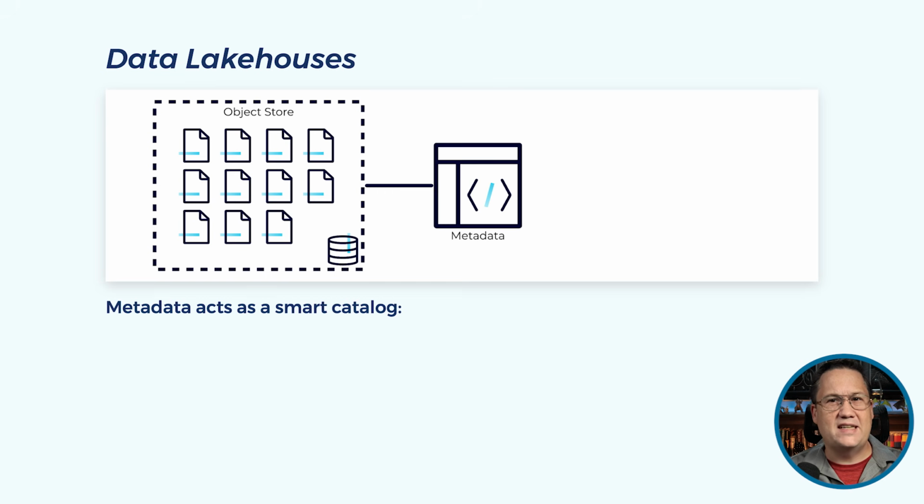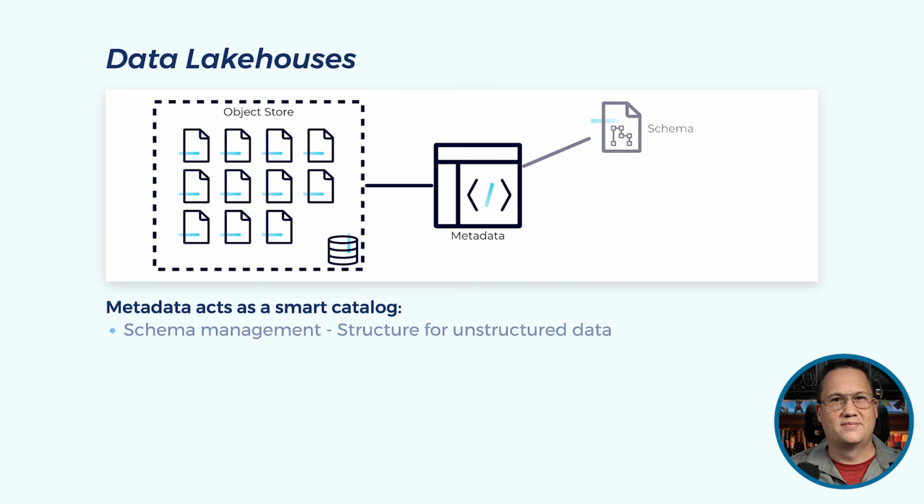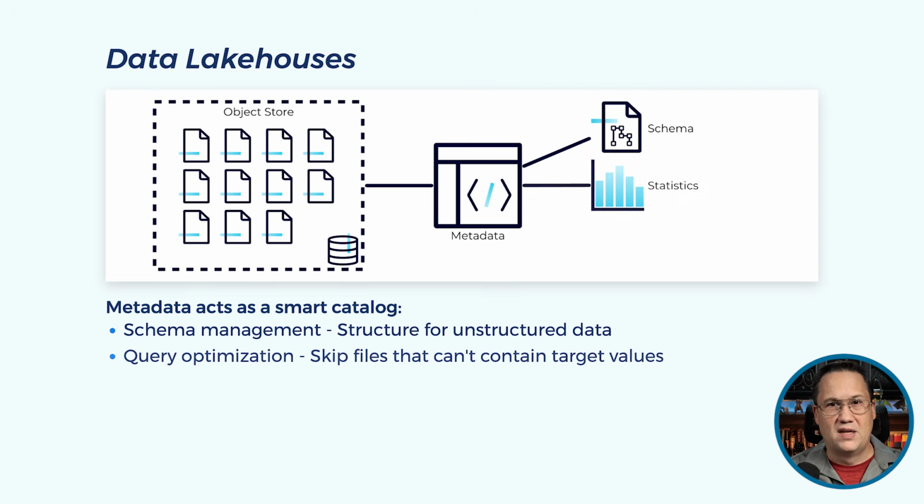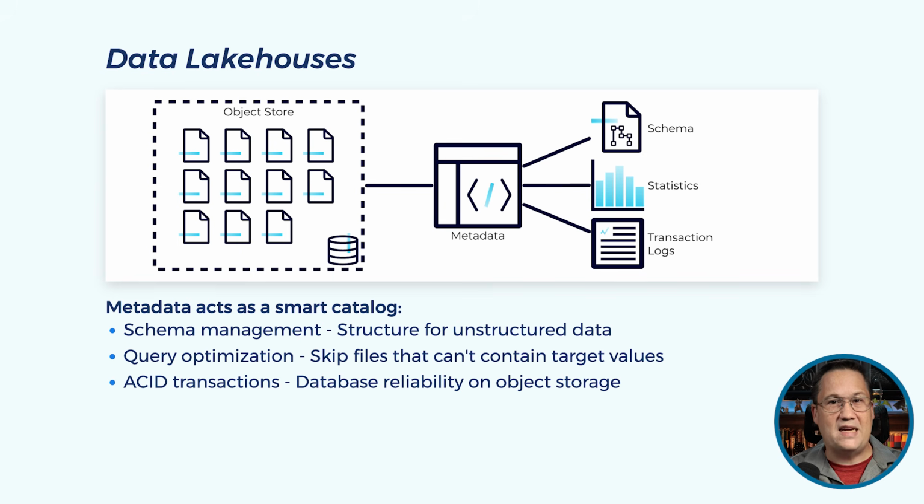The metadata contains key information that helps solve the specific problems we've discussed. First, it maintains schemas for data files, giving structure to our unstructured data. It keeps a history of these schemas, which allows them to evolve without breaking queries. Second, it tracks file statistics such as row counts and data filters to optimize queries by skipping files that won't contain the target values. Third, it maintains transaction logs to enable ACID transactions and time travel queries.